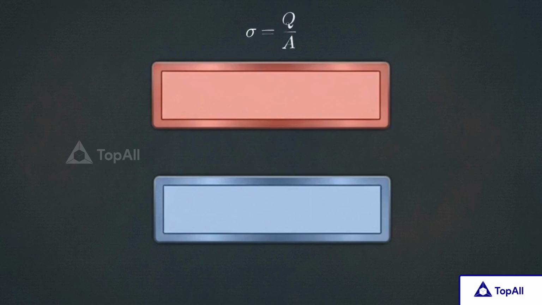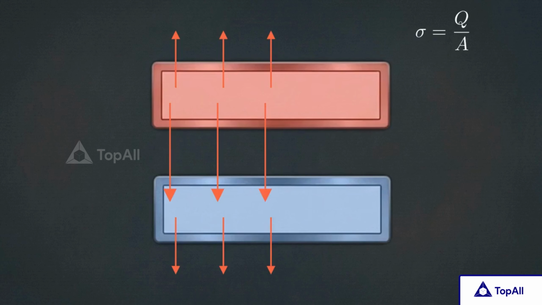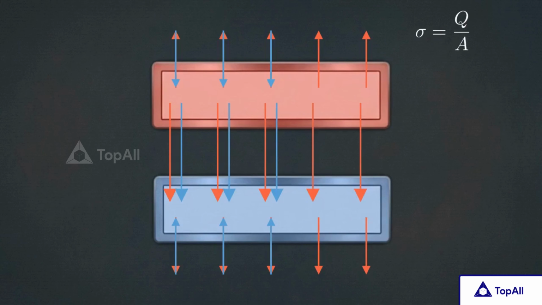Each plate generates its own electric field based on its surface charge density, or sigma. Sigma is the total charge divided by the area of the plate. In this schematic, vector arrows emerge from the positive plate and dive directly toward the negative one. Notice the regions outside the plates.